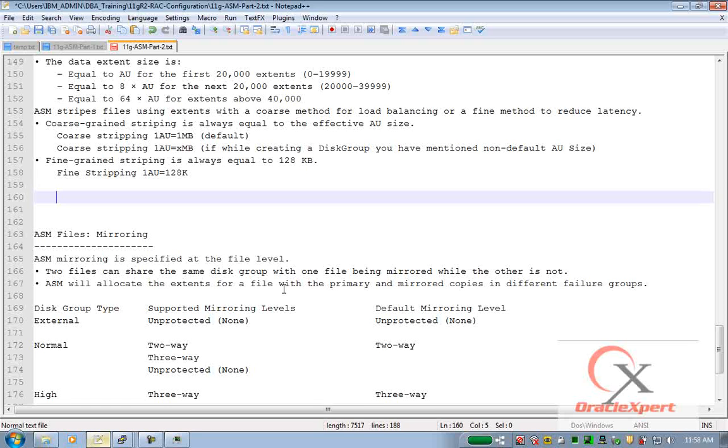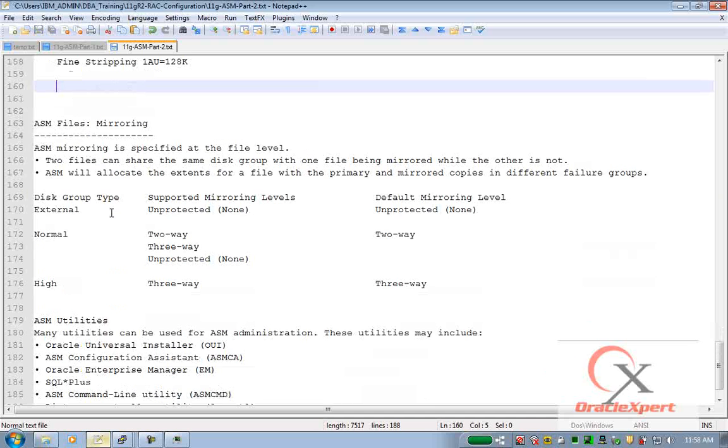So first 20,000 pieces of those files will be of 1 MB each. Each disk will receive those pieces 1, 2, 3, 4, 1, 2, 3, 4 in this order in a round robin manner. So my file is broken into several pieces and those pieces are scattered across all the participating disks in a failure group or in a disk group depending on the redundancy factor. Then next 20,000 pieces will be of 8 MB and next pieces will be of 64 MB. Clear? So in this way the data extents are allocated and this is how the file is striped across all the participating disks in a failure group or in a disk group.